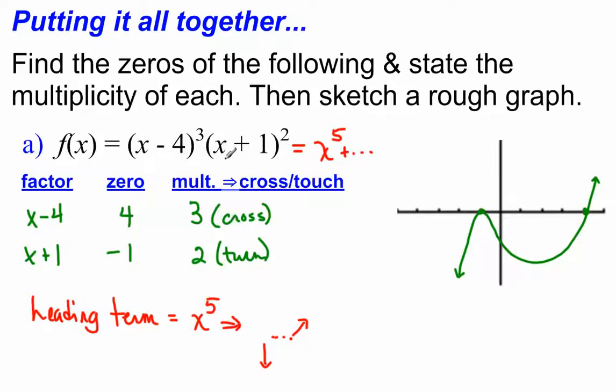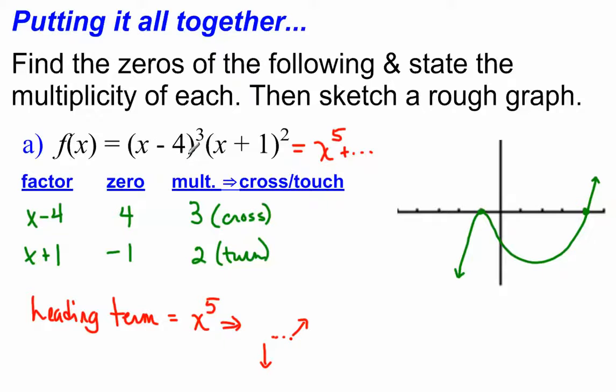Okay, for the other one, the exponent on the second factor is a 2. That's an even number, so I'm going to do a touch and turn when I come to the 0 of negative 1. Before I can get my sketch, though, I need to do a little bit more thinking. I need to think about that leading term. This is in factored form, so I have to multiply it out, or at least partially multiply it out to see what the leading term would be.